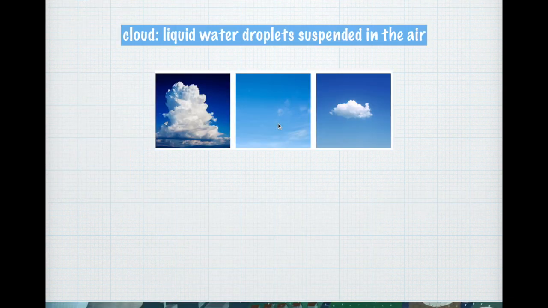So what is a cloud? A cloud is liquid water droplets suspended in the air. So this is the point at which the water has already turned back into liquid, and it is now hanging out in the air. When you were in the younger grades, they might have done an experiment where they took a sponge and soaked it up with water. If you put a little bit of water, nothing really happens. It just stays in the sponge. But as you increase the water, it starts to drip out, almost like it's too heavy.